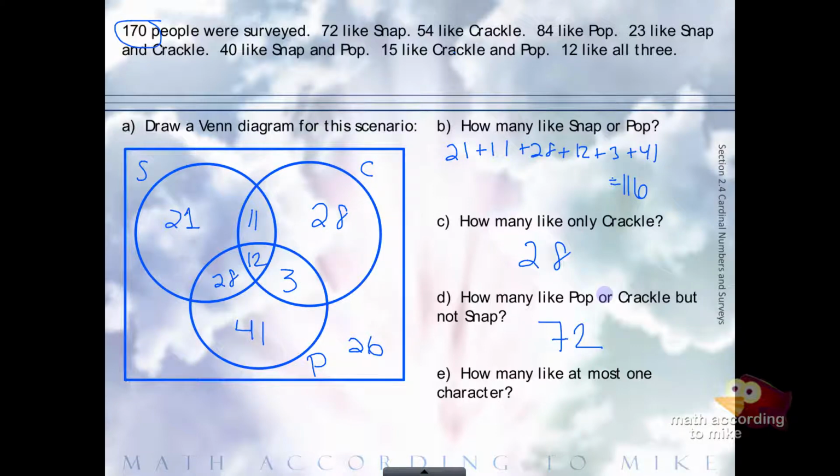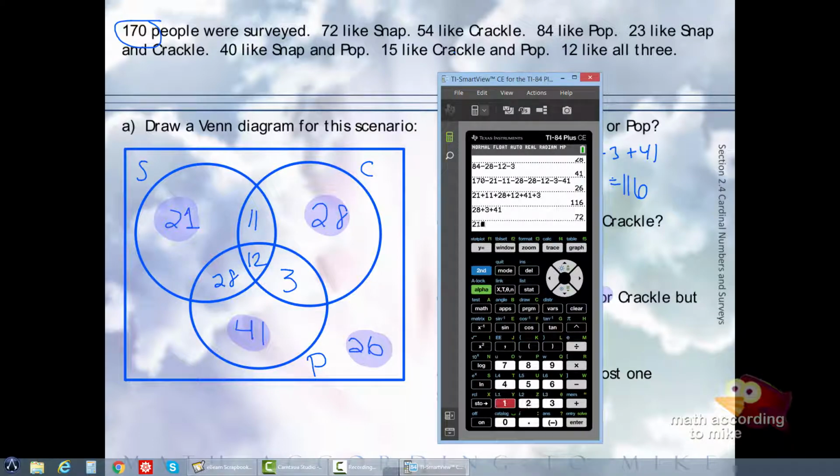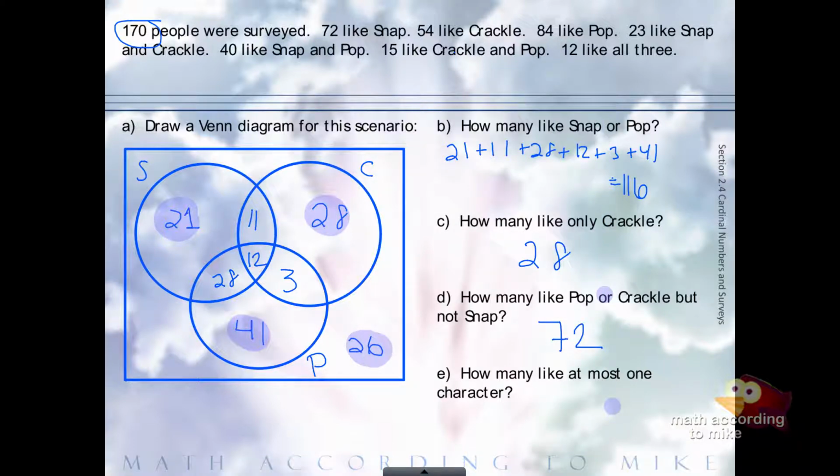Last one. How many people like at most one character? At most means less than or equal to. That means they like one character. 21 only like Snap, 28 only like Crackle, 41 only like Pop, or they like no characters, 26 like none. So less than or equal to, watch out for your inequality statements. At most, again, means less than or equal to. At least means greater than or equal to. We're going to add all these numbers up, and we get, oh, that's weird, we get the same answer as part B. 116. Ah, fancy.